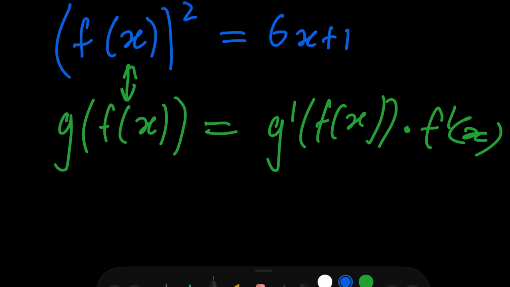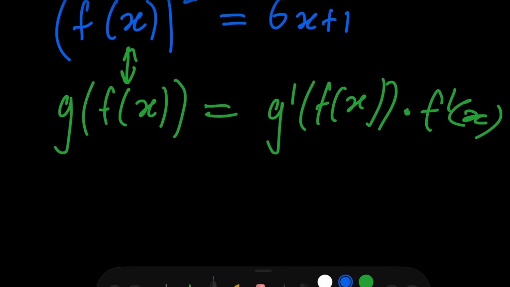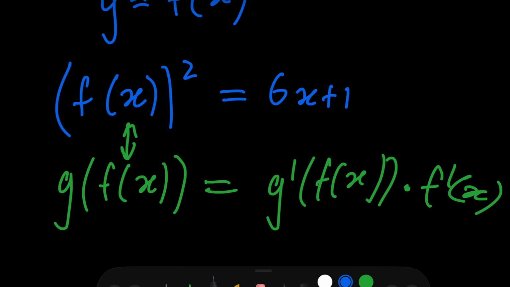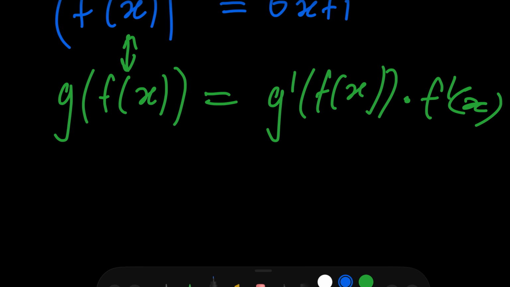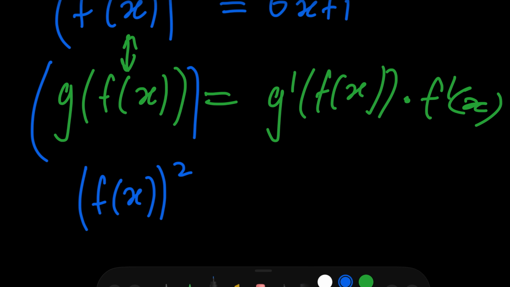So how are we going to use chain rule here? Well, let's go back to a function. It's f of x squared, right? So we can rewrite this exactly the same way. So we get f of x squared. And then this is the derivative of. Same thing here, derivative of f of x squared is equal to.